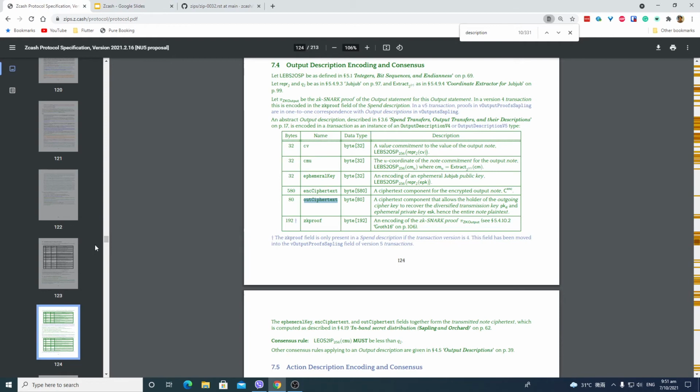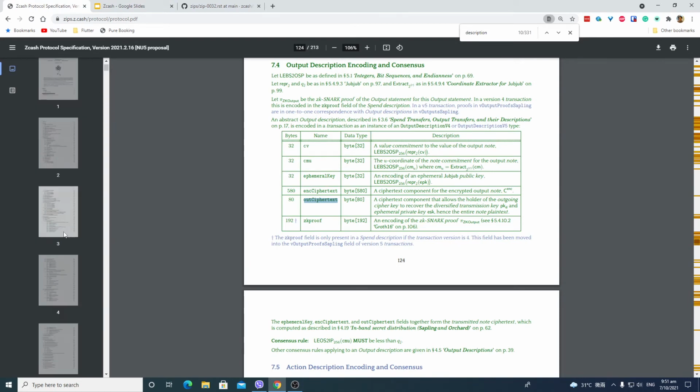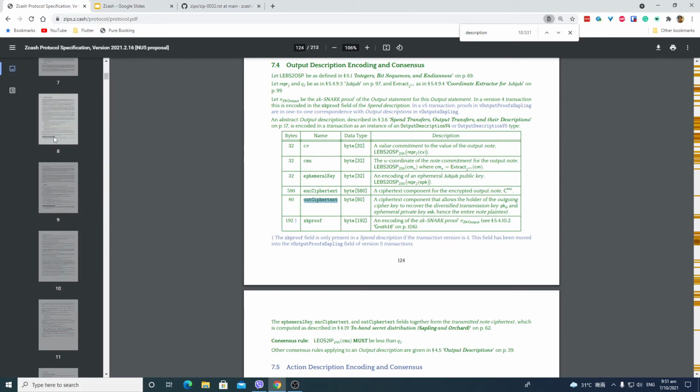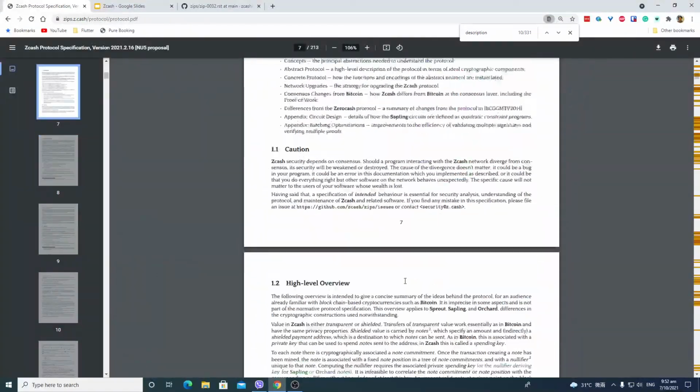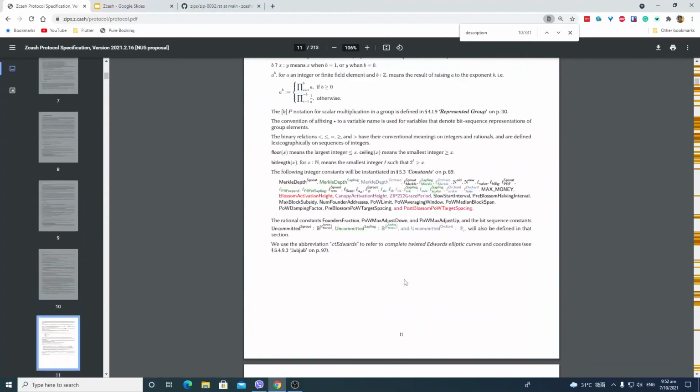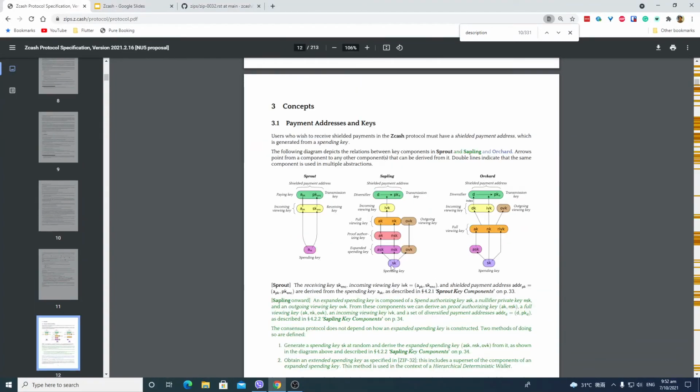Again, that's part of this. The story is here: from the secret key you can derive this OVK, which is carried on here, and from this AK and NK you can derive this guy. So you can see that the IVK is used to derive the address, but not the OVK. Actually, it's kind of logical.